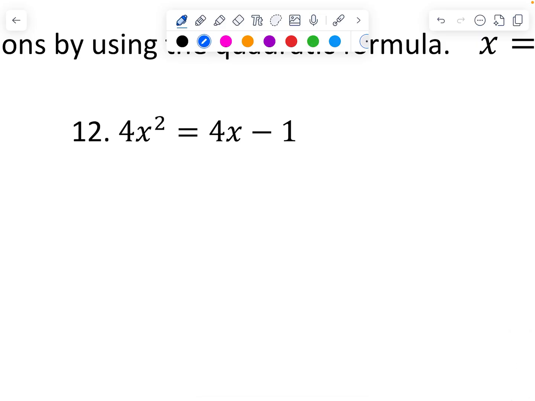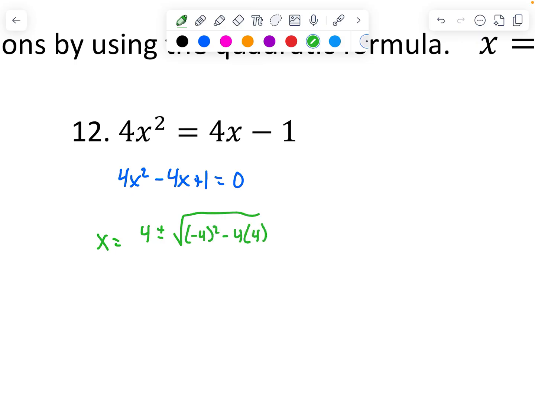Okay, so that's that one. 12, we got to set this one equal to 0 first. So it's 4x squared minus 4x plus 1 equals 0. If you wanted to, you could take this to the other side. Your answer will look slightly different, but they actually would be the same. I like to keep my leading coefficient positive, so I keep it there. So we have x equals the opposite of b, which is 4 from this number, plus or minus the square root of b squared, minus 4 times a, which is 4, times c, which is 1, all over 2 times a, which is 4.